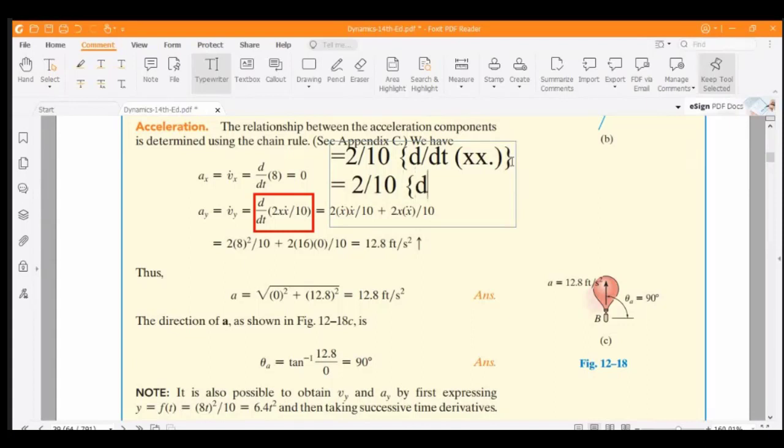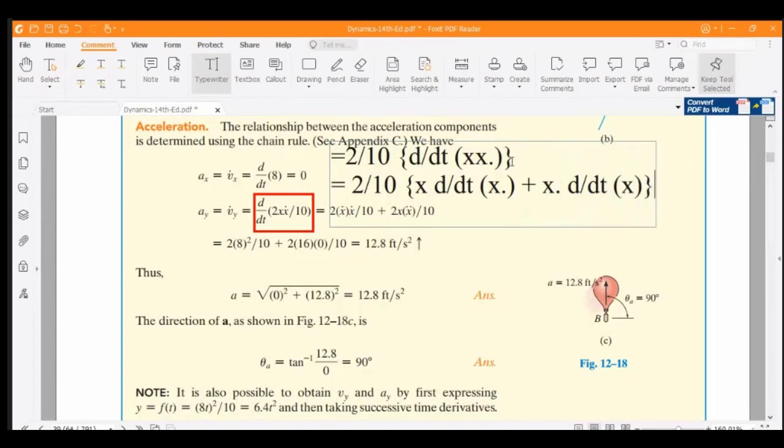Let's say first time x is constant. So d by dt of x dot, this is the first term, plus x dot multiplied by d by dt of x. Isn't it? Do you understand, everyone?